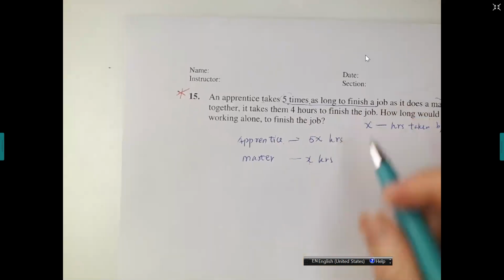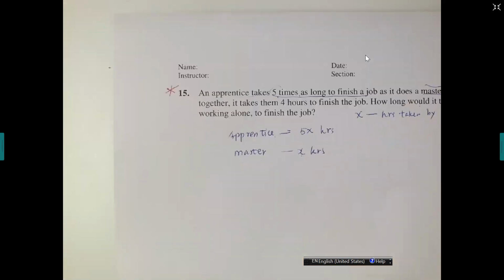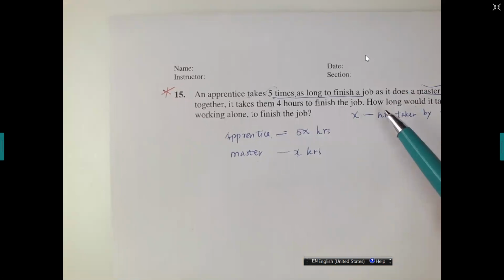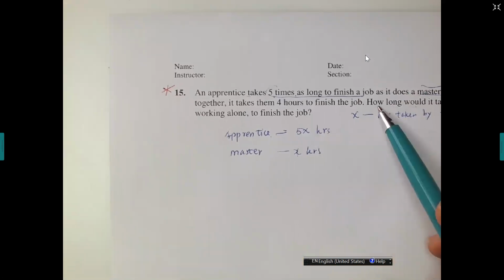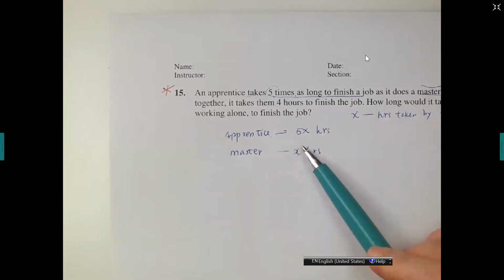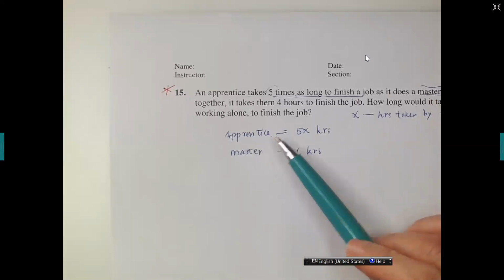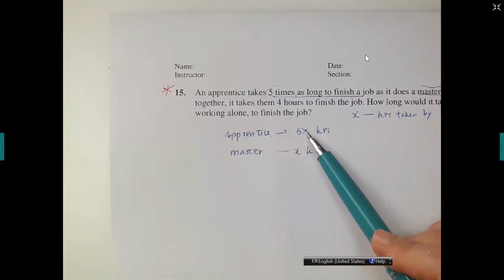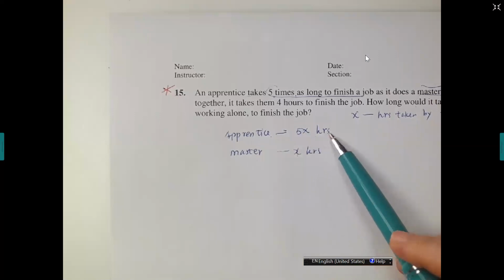So this is what we do so far. I assign an unknown, not directly to the question here. Instead, I assign the unknown, so X hours for the master. Then I know the apprentice uses 5X, 5 times longer than that, 5X hours.